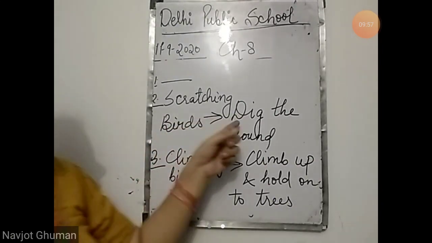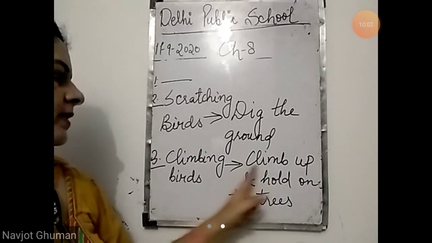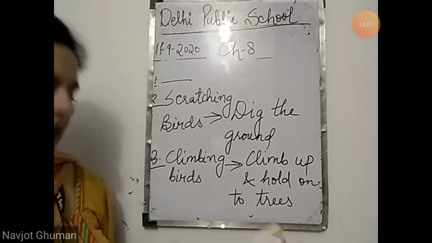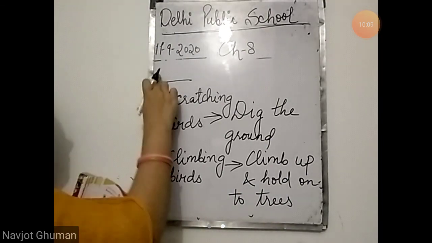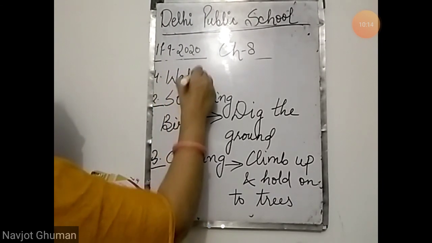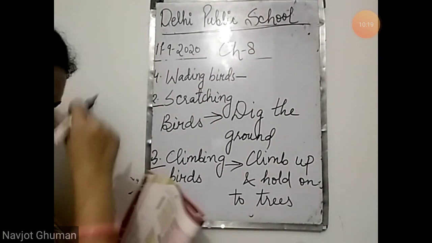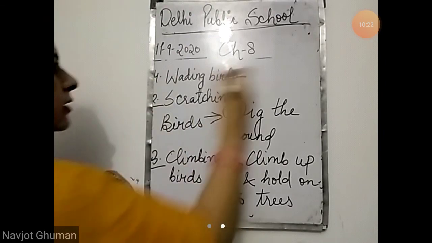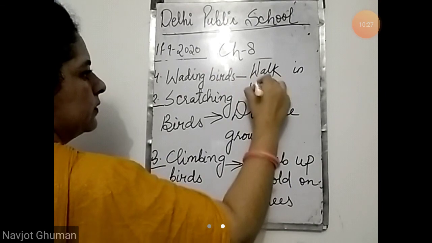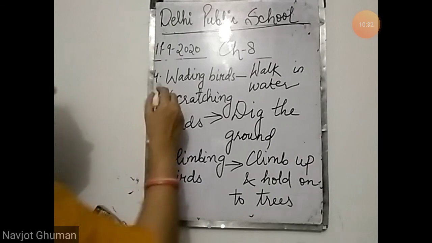This is about scratching birds. They dig the ground. Climbing birds climb up and hold on to trees. Last is wading birds. What do they do? They walk in water with the help of their feet. This is about the wading birds.